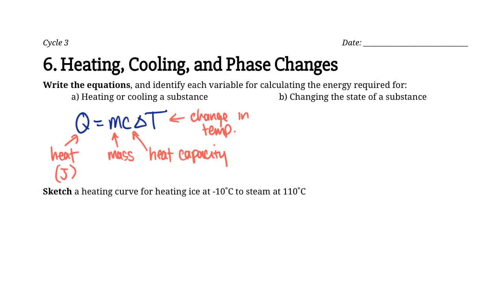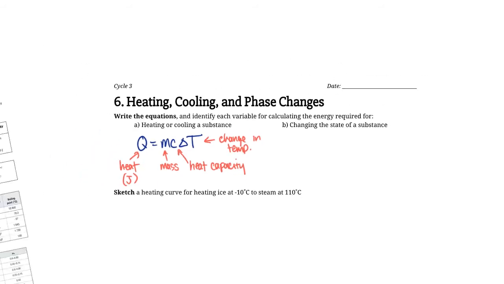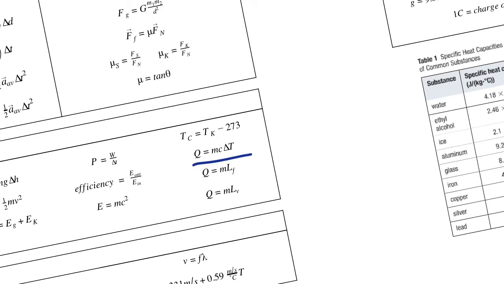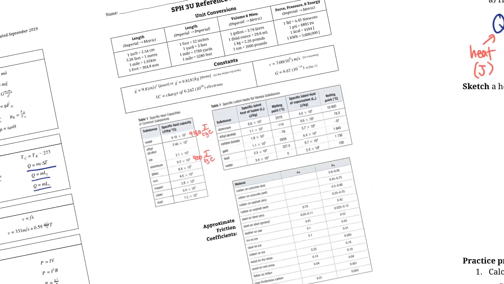So we've talked about heating something up or cooling it down and the energy that takes. The other thing we can consider is how much energy it takes to turn ice into water, or water into steam, or melt some aluminum, things like that. If we go over to our formula sheet, we have a second set of equations for this case: Q equals mL_F and Q equals mL_V. Pretty simple equations, because L_F and L_V are things we can just look up.